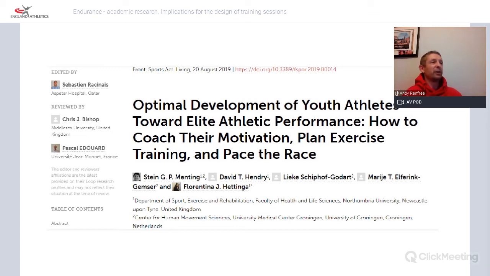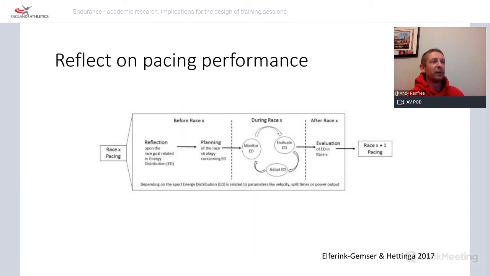So this was quite a nice paper produced by a group based at the University of Essex and over in the Netherlands, which suggested that youth development should incorporate learning the skill of pacing as well as psychological and physical development. And just one figure from this paper, which I'm sure will be familiar to you as coaches, suggests that we should reflect on pacing performance in the same way as we reflect on any other thing we implement as coaches. So this suggests a typical simple reflective process.